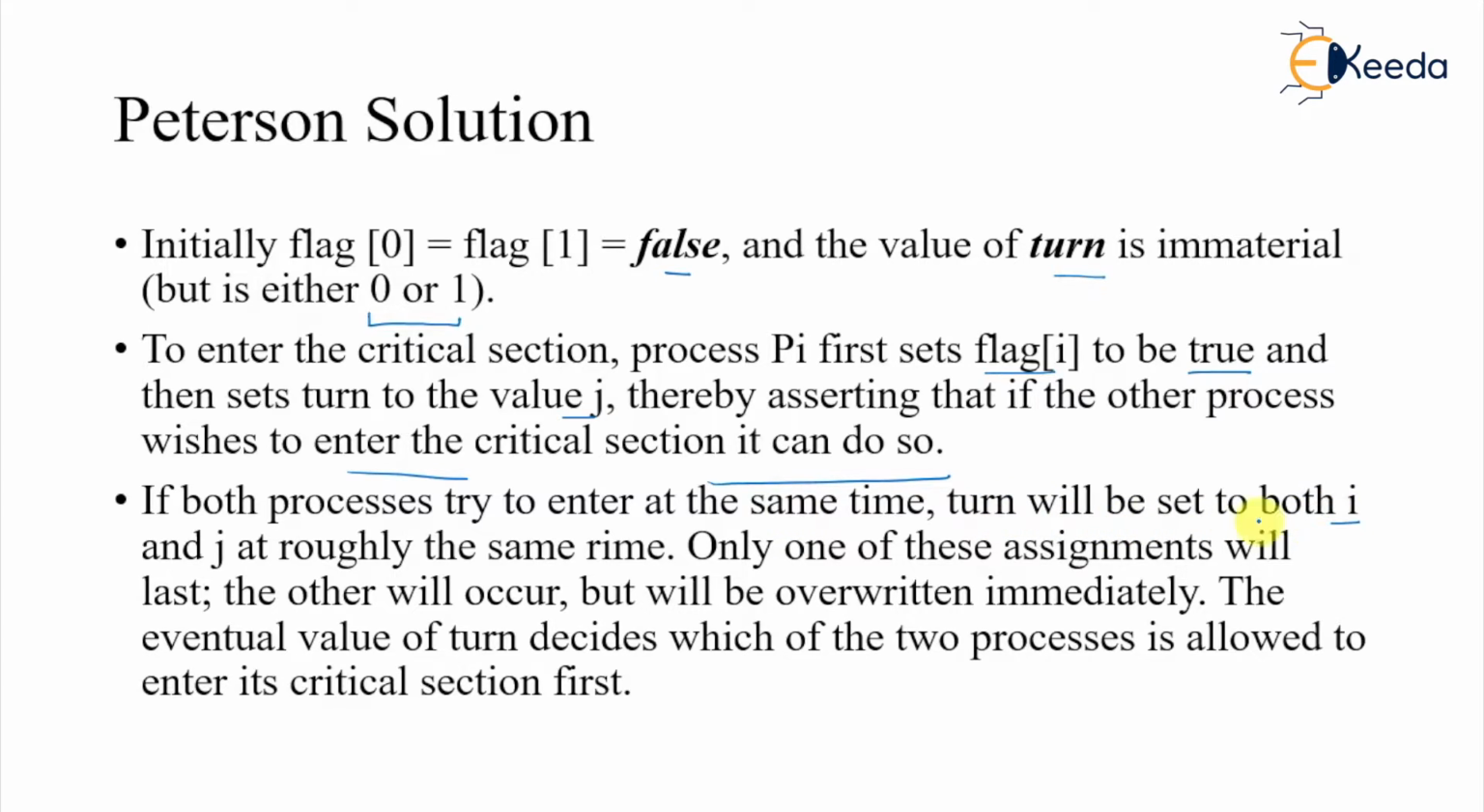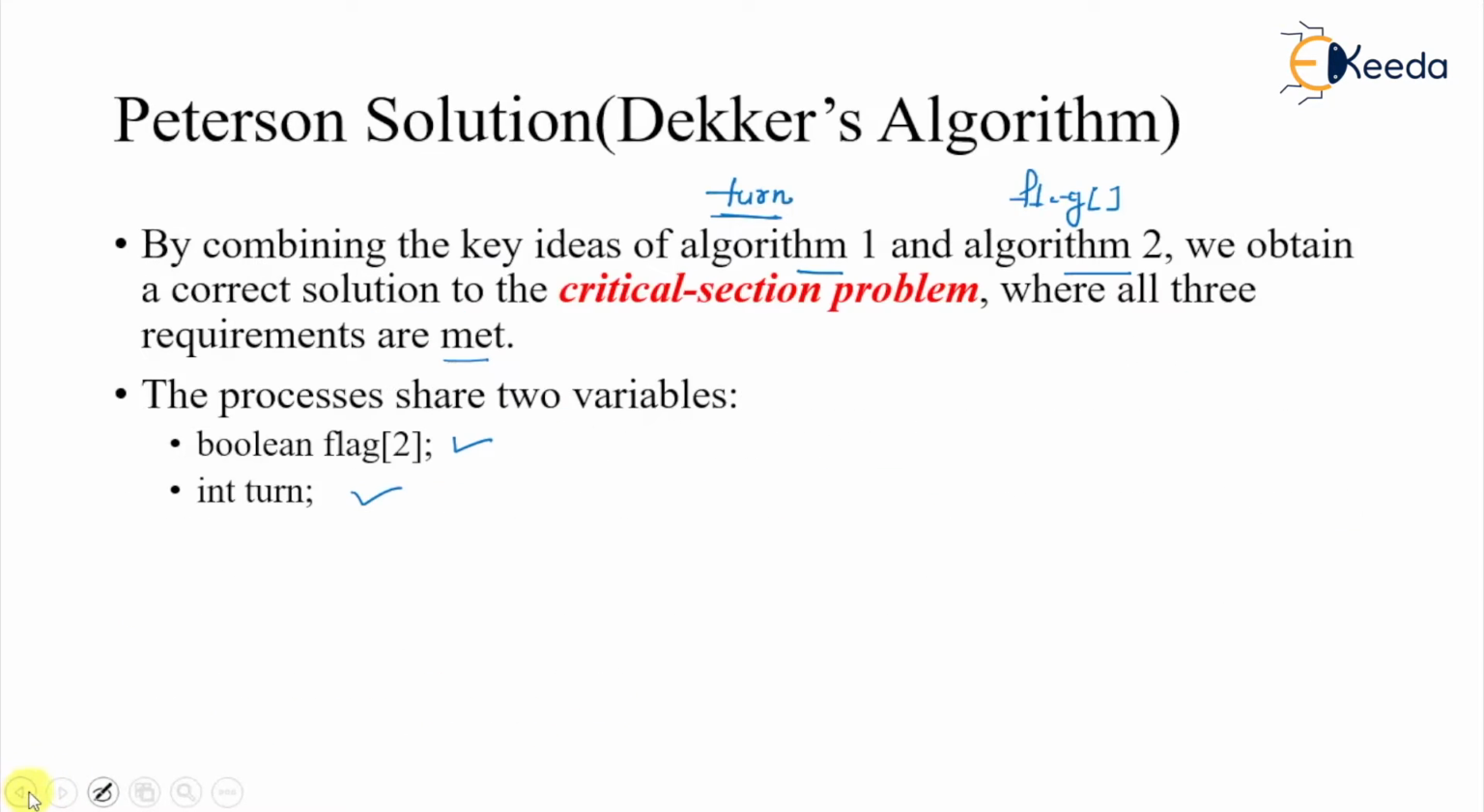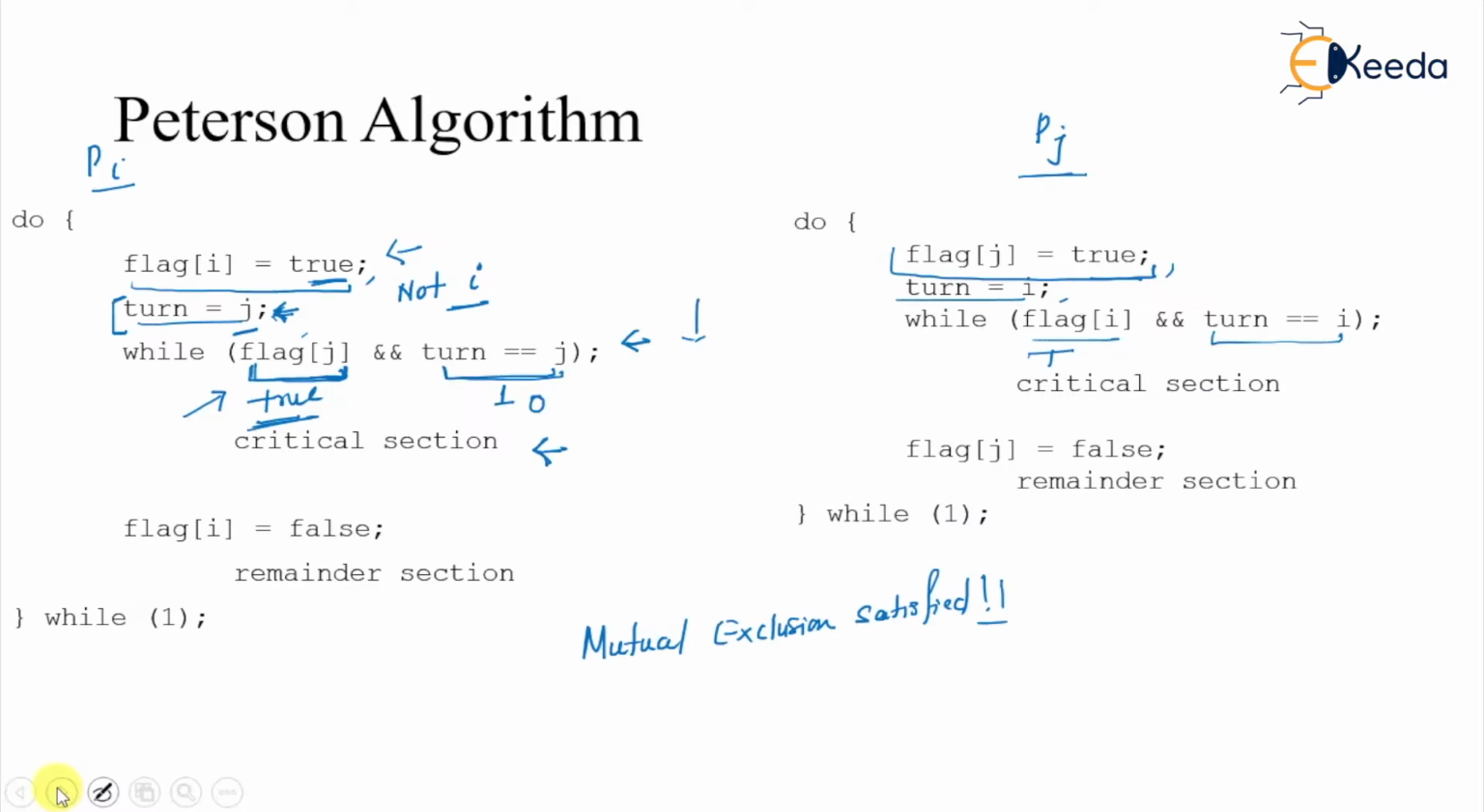If both processes try to enter at the same time, turn will be set to both i and j at roughly the same time. Only one of these assignments will last. As I said, turn cannot be assigned both 0 and 1. Only one will last, and the other will occur but be overwritten immediately. Eventually the final value of turn will decide which process is allowed to enter the critical section first. That is exactly what this algorithm does.